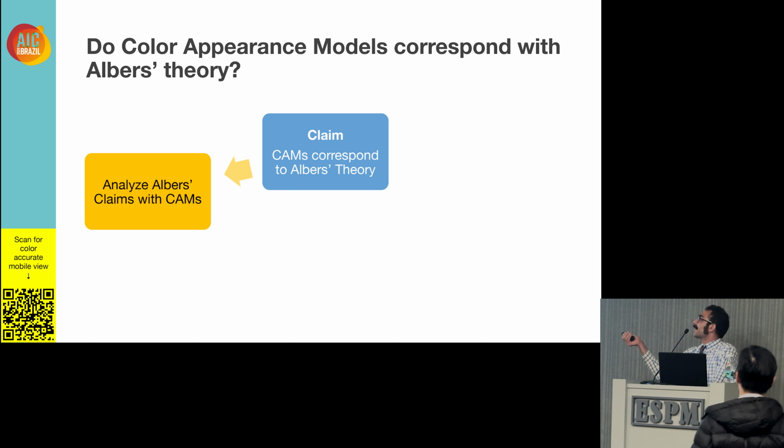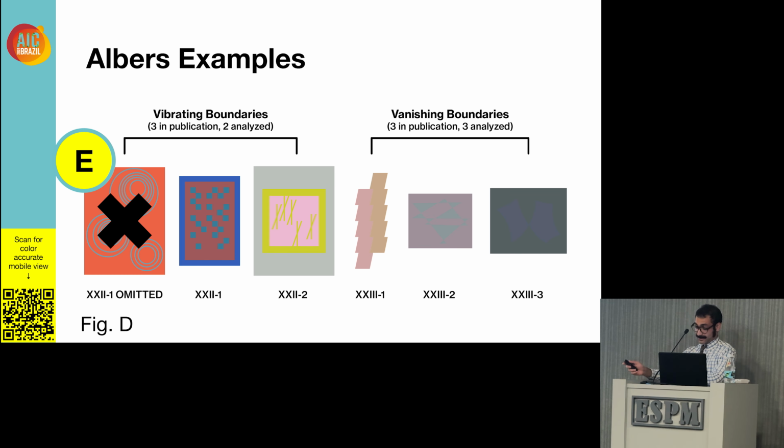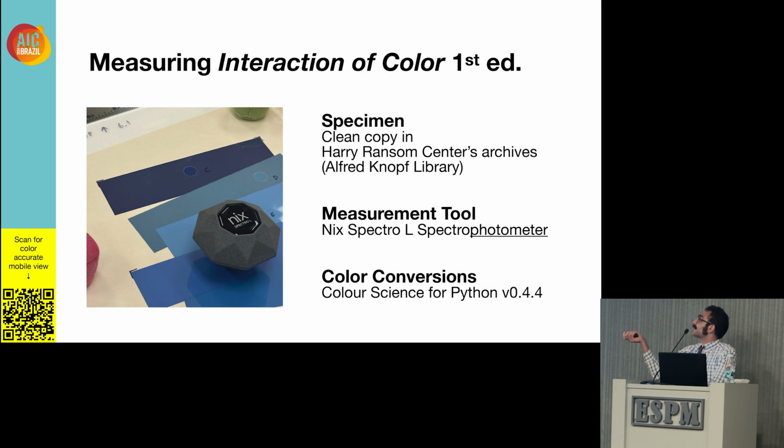To look at Albers' claim and see how we'd analyze it, we would first scan some of his illustrations. Albers has 6 examples of vibrating and vanishing boundaries, 3 vibrating, 3 vanishing. I had to omit from the study the first vibrating example because it had a thin radius of lines that my spectrophotometer couldn't measure. The measurements were taken from a pristine copy held at the Harry Ransom Center. Acknowledgements to the Alfred Knopf Library for their generosity in donating the specimen.